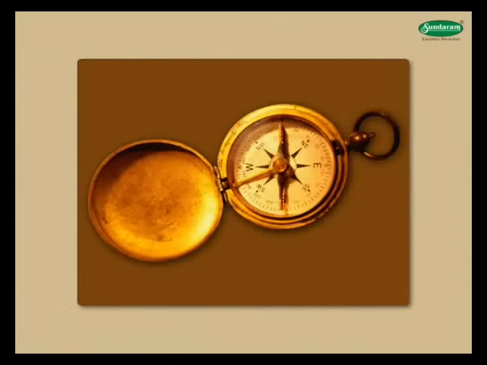A compass needle is a small bar magnet. The ends of the compass needle point approximately towards north and south directions. The end which points towards north is called North Pole or North-seeking pole. The end which points south is called South Pole or South-seeking pole. Like magnetic poles repel each other and unlike poles attract each other.